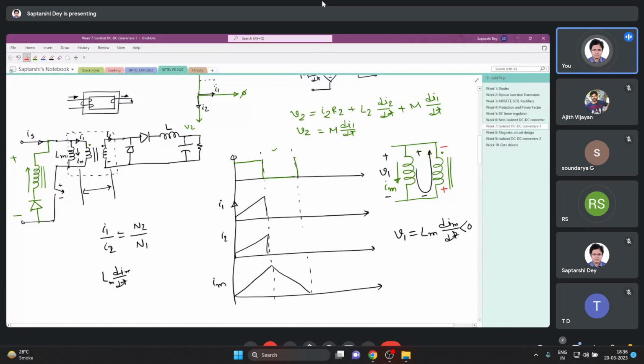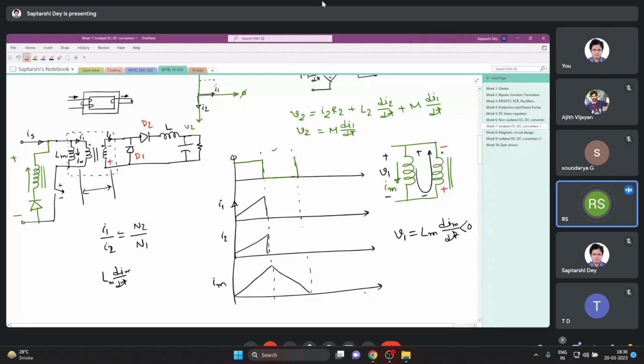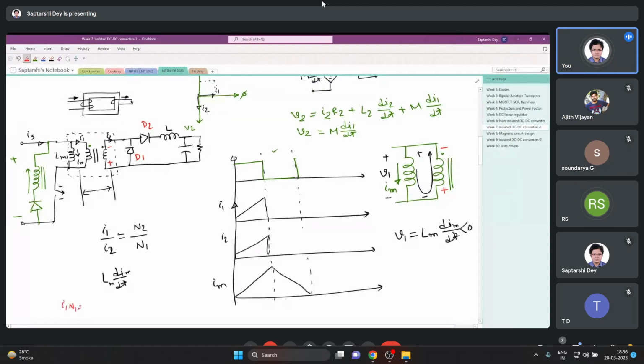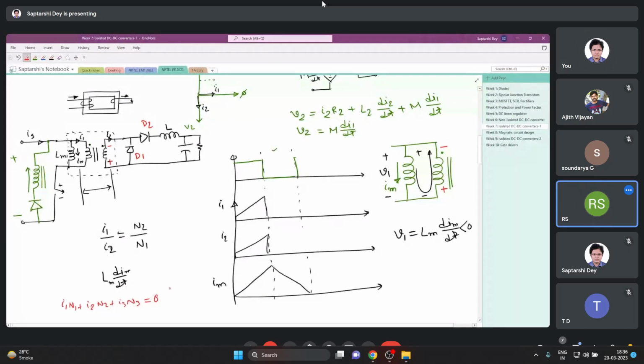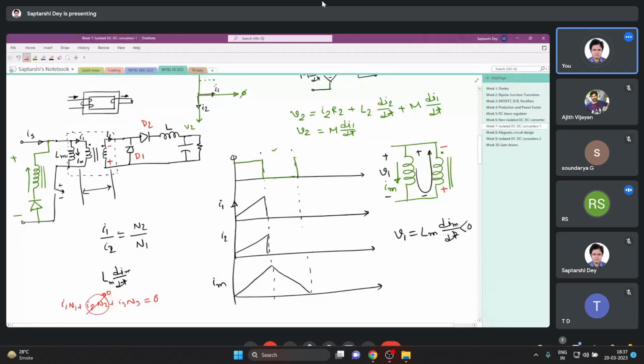Now if you look on the secondary side, it comes like this. So this will reverse bias this diode D1. So on the secondary side, no current can flow. But for an ideal transformer, this I1 N1 plus I2 N2 plus I3 N3 must hold good. I2 N2 has to be zero because it has no path. So I3 must now flow, right? I3 must now flow.